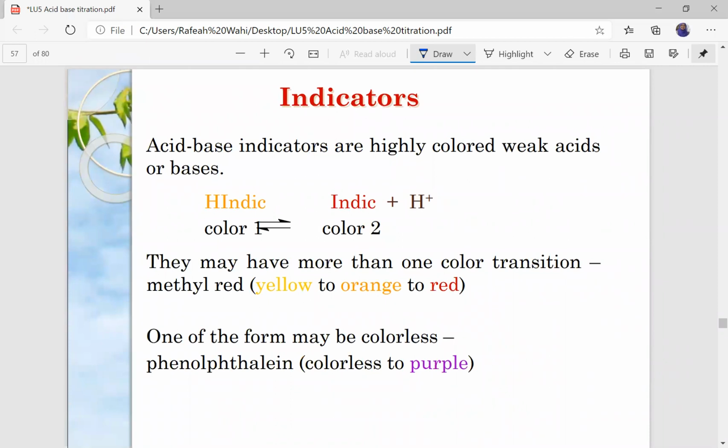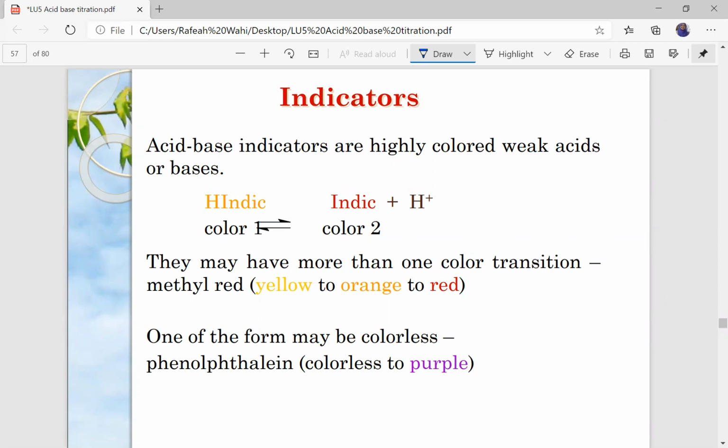Because there are some difficulties for us to determine the equivalence point through a titration curve, there is an alternative way that we can use, which is an indicator. By using an indicator, we can determine the endpoint which is closest to the equivalence point. So what is an indicator? Acid-base indicators are highly colored weak acids or bases.